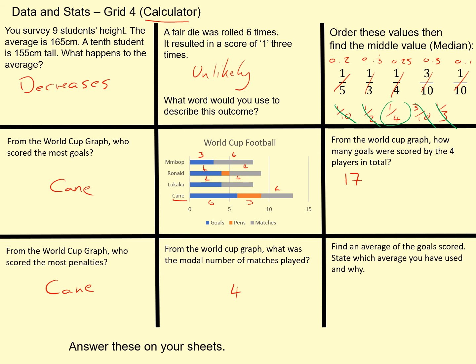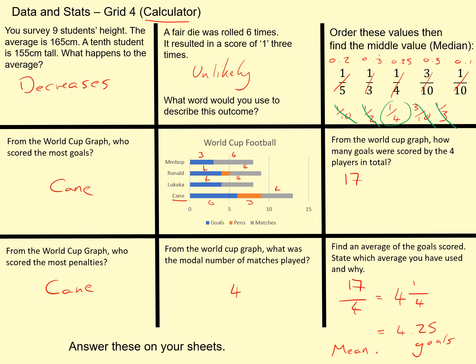And finally, find an average for the goals scored. State which average you've used and why. Well, you could say that the mode would be 4. I'll do the mean average. So that was 17 goals divided by the 4 players. Now, you can use a calculator for this, but I'm going to convert that into a mixed number. So it's currently an improper fraction. Think, well, 4 goes into 17 4 whole times, remainder 1, and 1 over 4. So 4 1/4 goals on average, or I could even convert that to decimals and say that's 4.25 goals. That's the mean average.